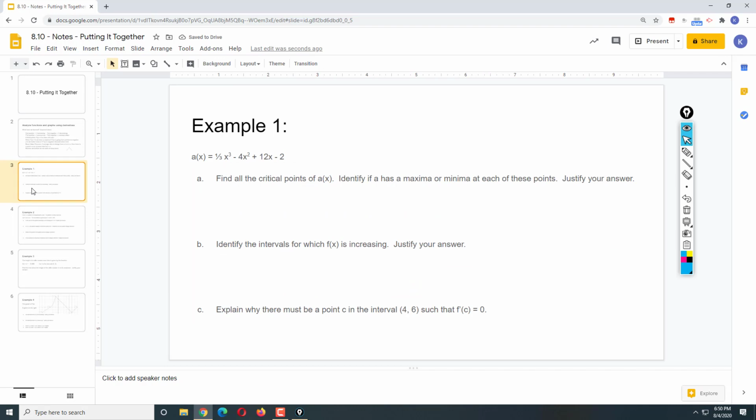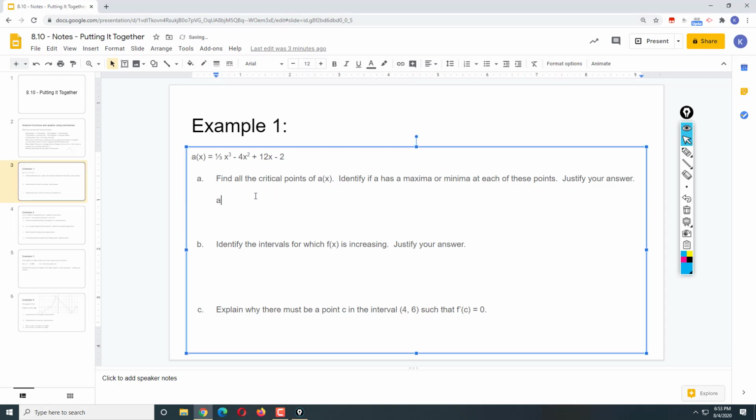Example 1. A of x is equal to 1/3 x cubed minus 4x squared plus 12x minus 2. Part A. Find all the critical points of A. Identify if A has a maxima or minima at each of these points. Justify your answer. So to find critical points, we have to take the derivative.